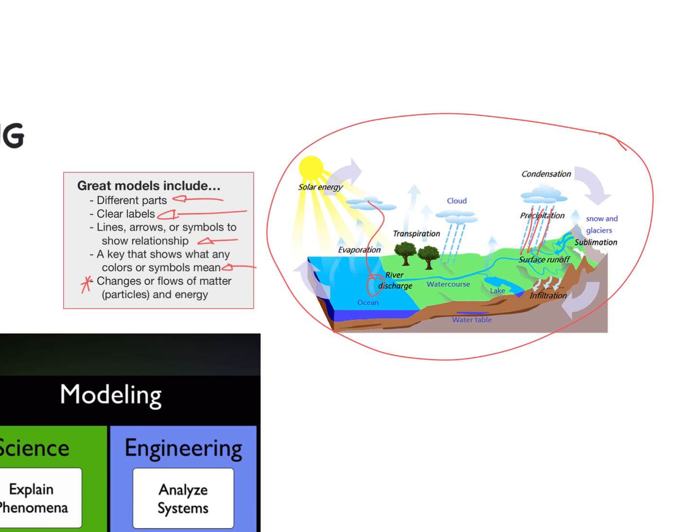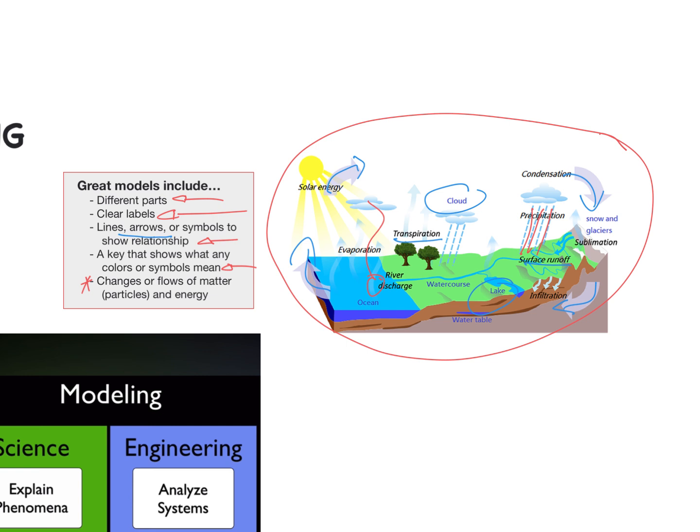So different parts. There's the cloud. There's the lake. There's also what's actually going on, the precipitation, the transpiration. So it's clearly labeled, right? Like we can clearly see what each component is. And so on. We have these lines or arrows that kind of show relationships. So we see sort of this water cycle. It starts here, comes over here, it keeps going. This is our cycle. So we can kind of see the connection, the flow.